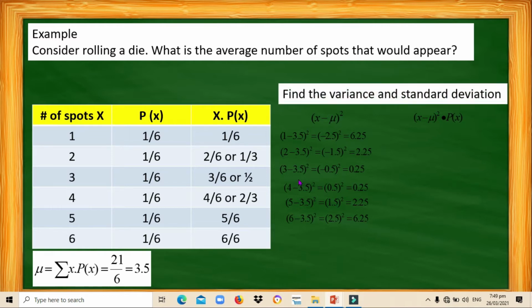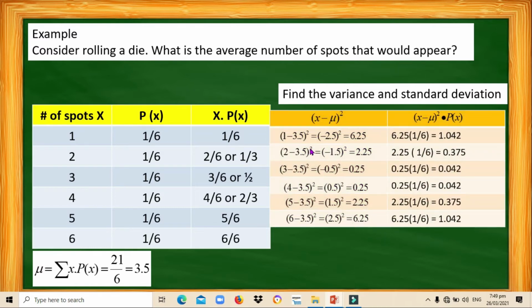Let us find the variance and the standard deviation in this problem. Okay, so we have the next column, under the quantity of x minus the mean, where x is the number of spots and the mean is 3.5. So x is 1, then the mean is 3.5, subtract, and the result is negative 2.5 squared. The result is 6.25.